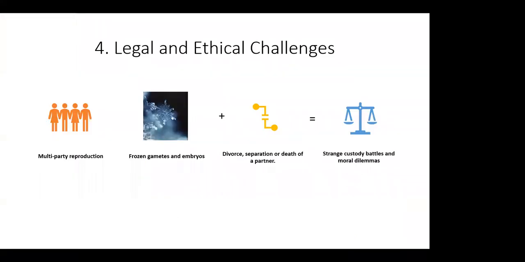Number 4 is legal and ethical challenges. Whenever you have multi-party reproduction and/or frozen gametes and embryos, along with unstable families, divorce or separation, sometimes even death of a partner, you end up with very strange custody battles and moral dilemmas. In the links that I will be providing, I provided some information on the current court cases. And you just can't make some of this up, how the situation develops.